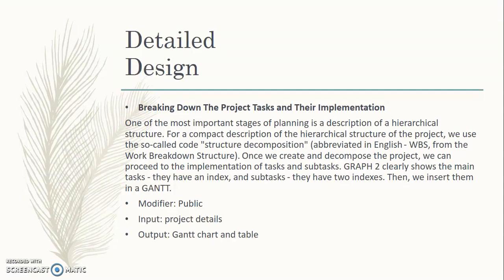From this, the output is the table of the subtasks and the Gantt chart. For the modifier, we use public, and for input, as we know, we input all the project details and the date, start and the deadline, and then the output. We expected that the output will be a Gantt chart and a table.